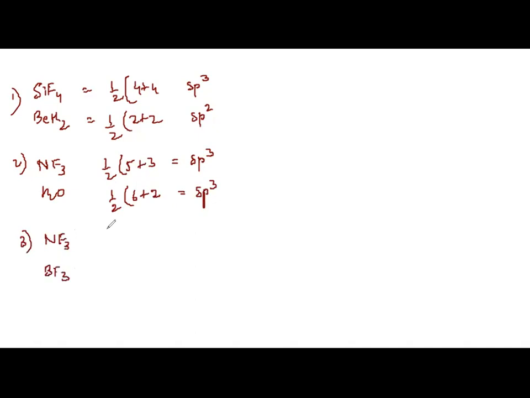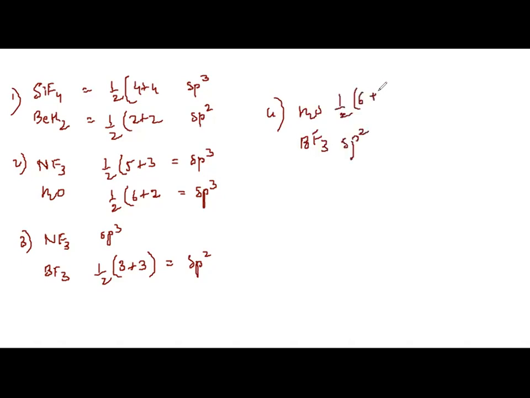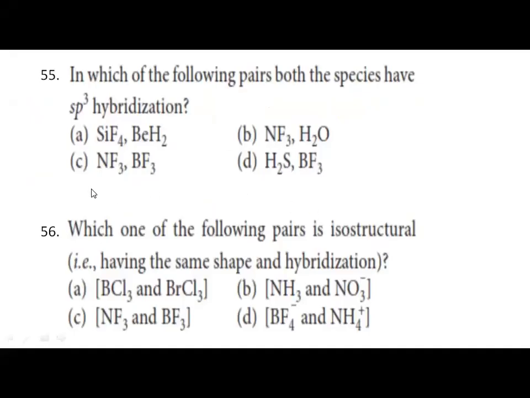Third option, NF3 and BF3. NF3 just now we have seen it is sp3. BF3, half, 3 valence electrons plus 3, 6 by 2 is 3, so it is sp2. Last option, H2S and BF3. Just now we have seen BF3 is sp2 hybridized. H2S, sulfur, half, 6 plus 2 is 8, 8 by 2 is 4, so it is sp3. So where they have the same sp3 hybridization, it is option 2, NF3 and H2O. Option B is the correct option.